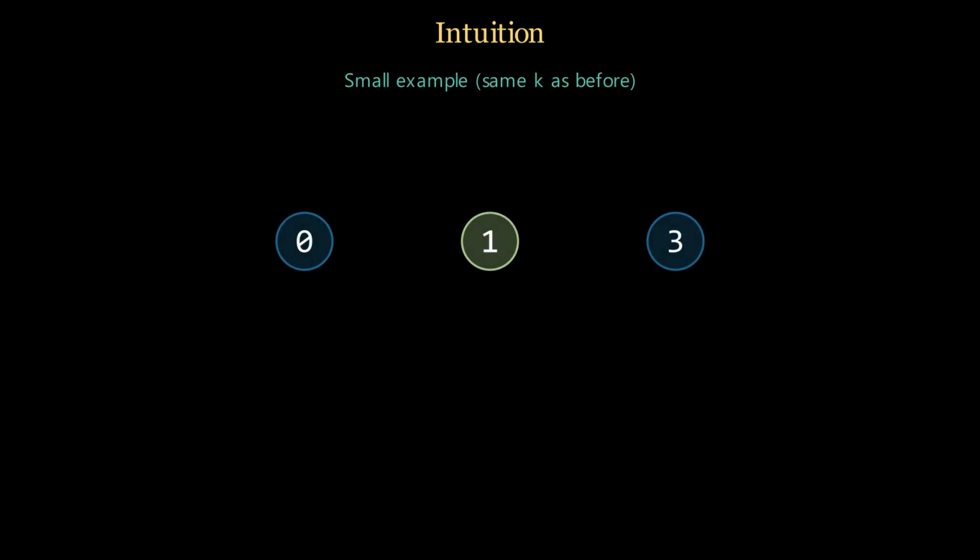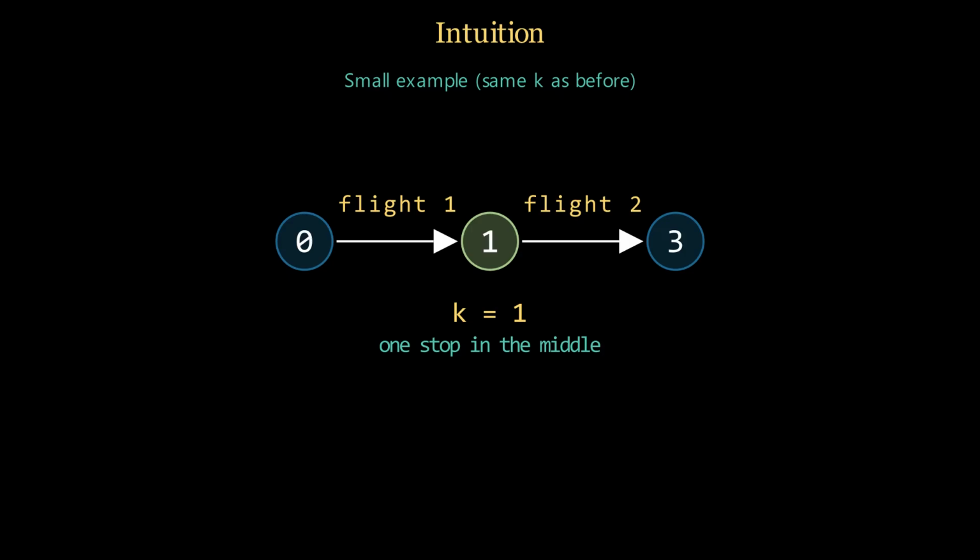Pause the big picture. Only cities 0, 1 and 3. Then watch flights versus relax passes. First arrow is flight 1. Second arrow is flight 2. 2 flights total from source to destination. K equals 1 means 1 stop allowed in the middle. That is exactly 2 flights on a valid route.